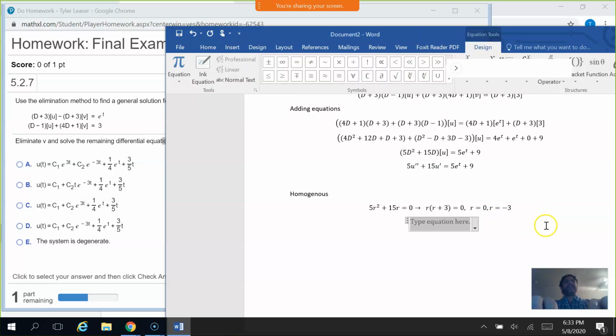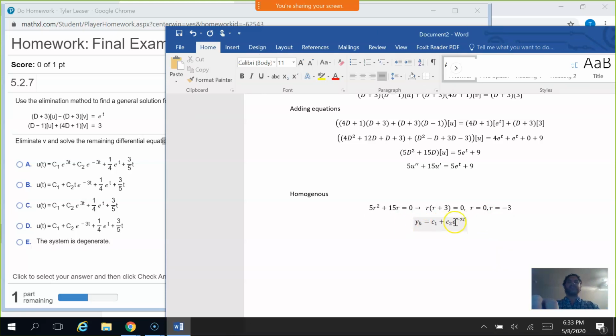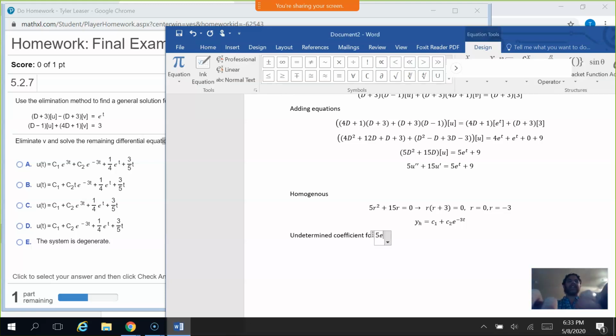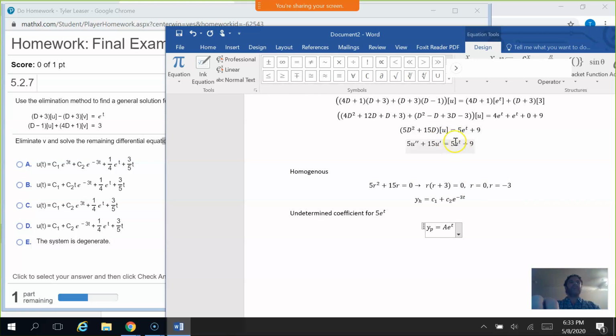Okay, that means you're going to have the homogeneous solution of C1 e to the 0, which is nothing, plus C2 e to the negative 3t. So that's the homogeneous solution. That is added to the undetermined coefficient for the 5e to the t term. That's going to have a particular solution of just a e to the t. There's no polynomials, no cosines or sines, it's just e to the t, and because there's just a constant in front, we're going to have a constant in front.